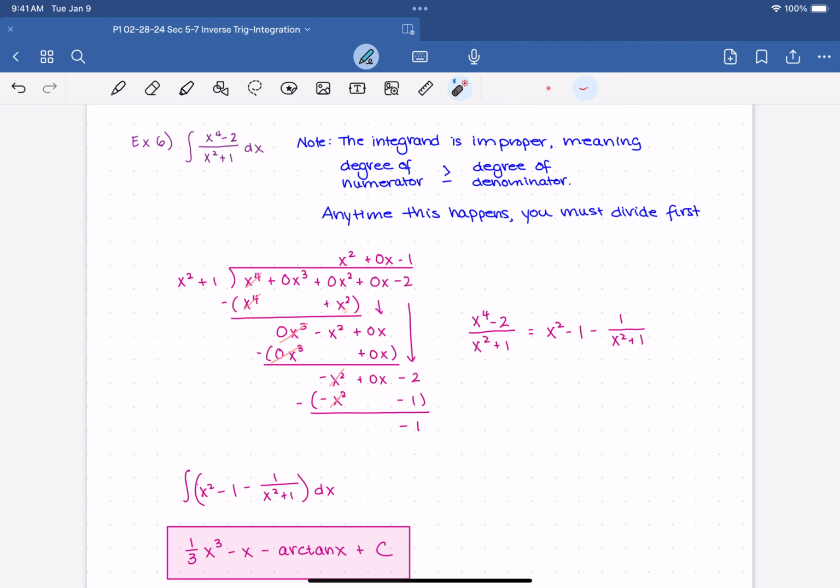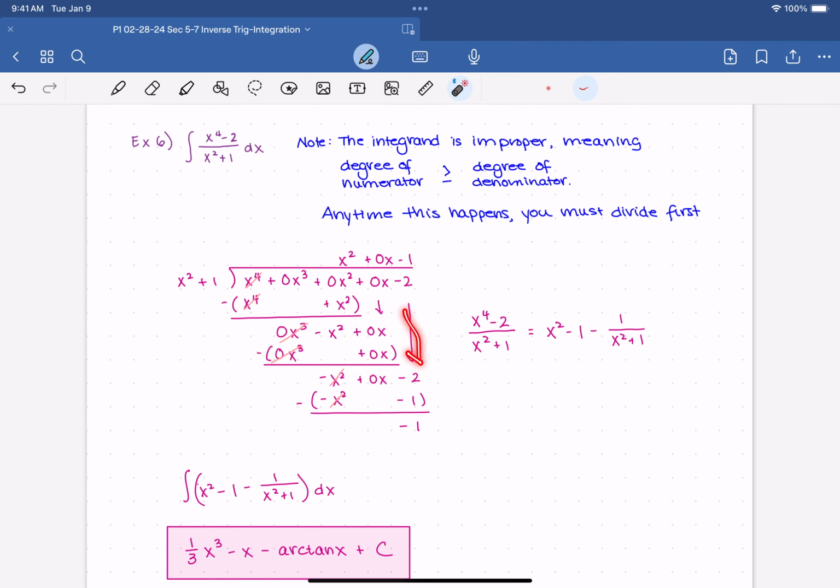x to the fourth plus x squared, but then you have to subtract it. And if you've done it right, these first terms should always cancel. But then subtract everything else. So 0x cubed minus nothing is 0x cubed. 0x squared minus x squared is negative x squared. 0x minus, or sorry, I just brought this down. My bad. And then I did it again. What do I multiply by x squared to get 0x cubed? And that was 0x.